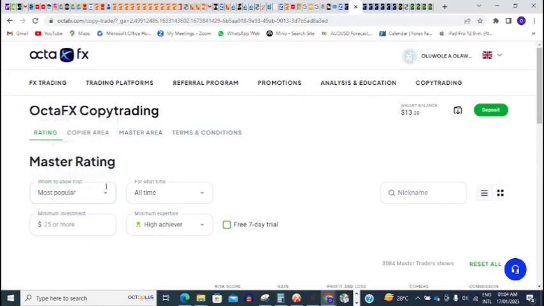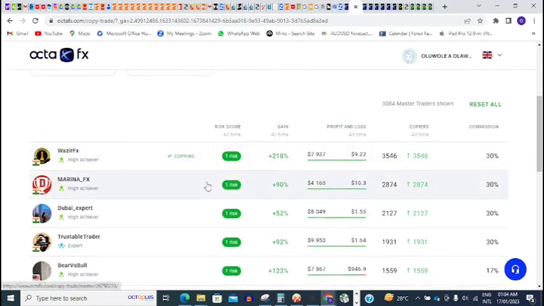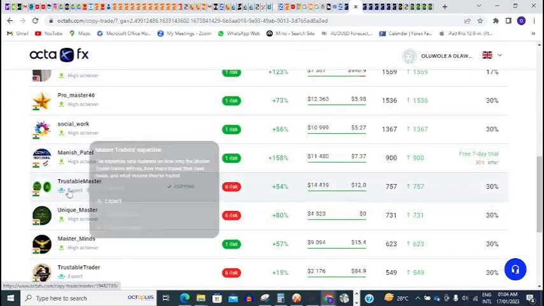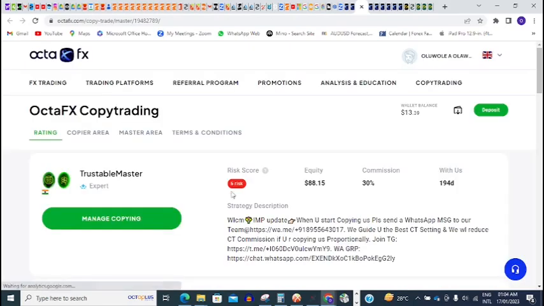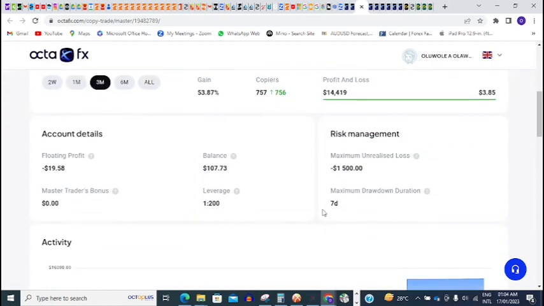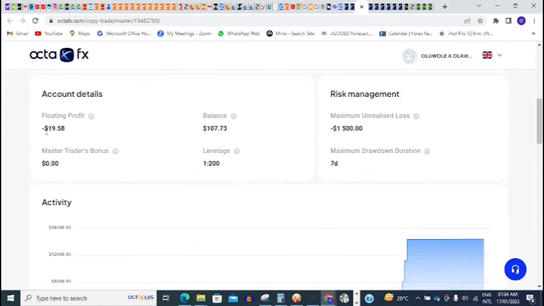Where is it? Okay, most popular. Under most popular, you can see Trustable Master. His risk has jumped to six. Anytime you see that the risk has jumped to six, just stop it. Stop copying. Take your loss and look for another one instead of wiping out your account. You see, his risk score is six. $88, that's his equity now. Floating is minus 19 now.